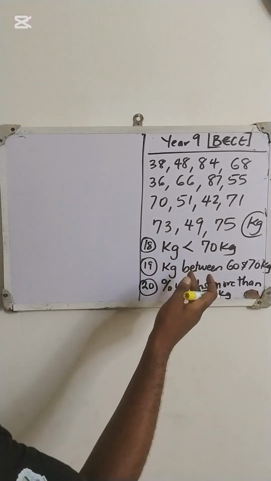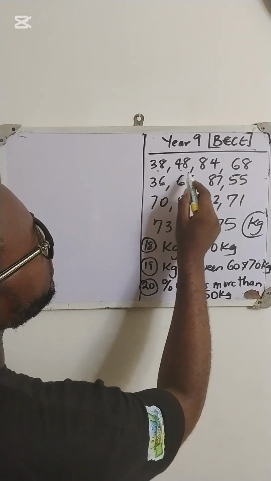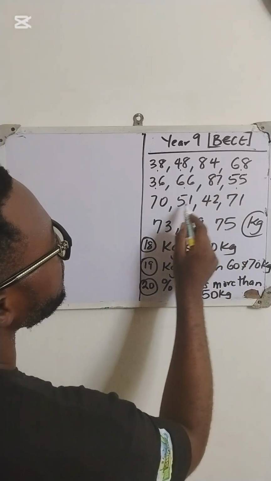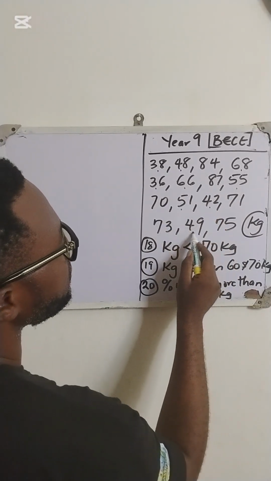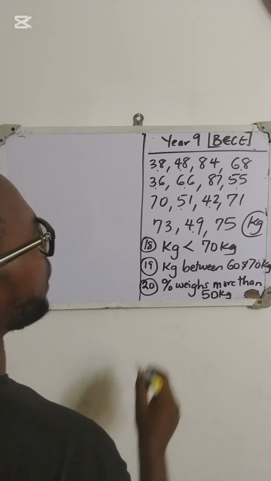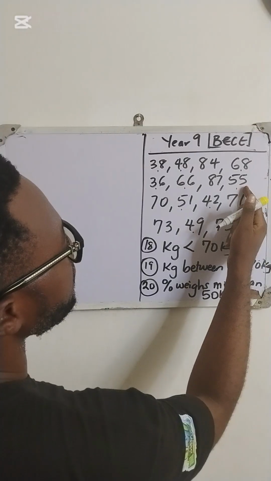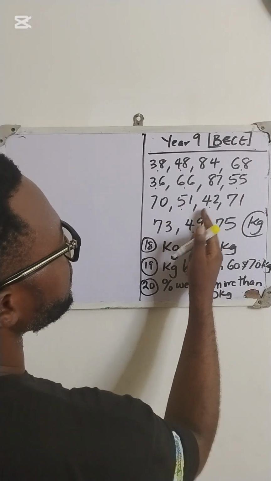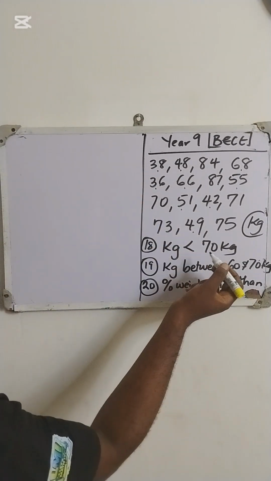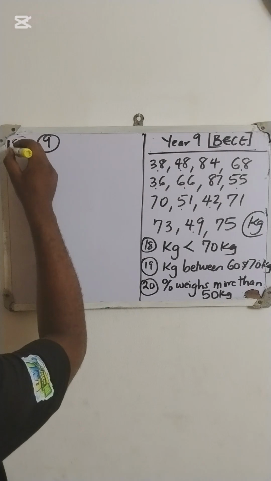How many kilograms are less than 70? So we have 1, 2, 3, 4, 5, 6, 7, 8, 9. 9. So our answer is 9. Okay? So number 18, the answer is 9.